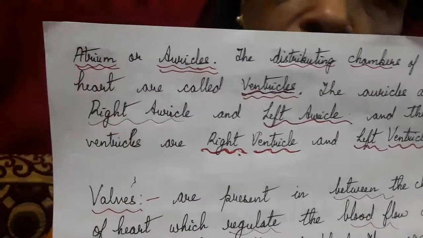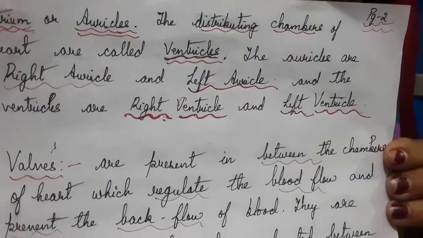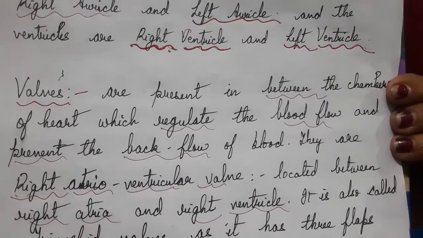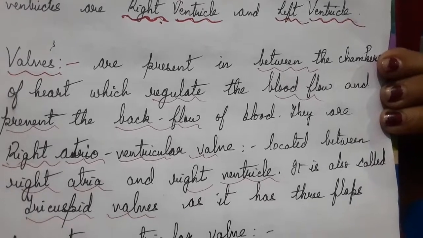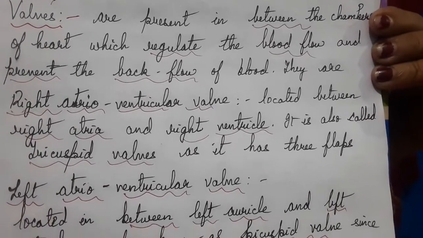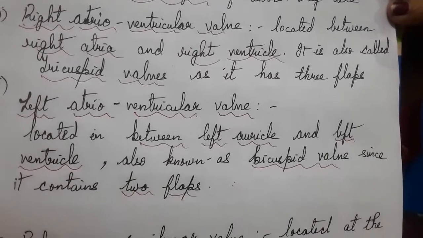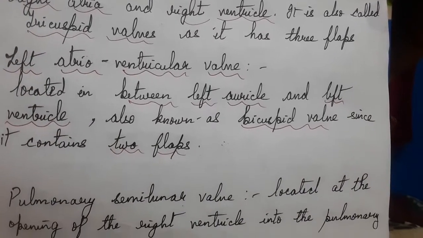We have the receiving chambers called the atria or auricles, and the distributing chambers that distribute the blood to different parts of the body, the right ventricle and left ventricle.